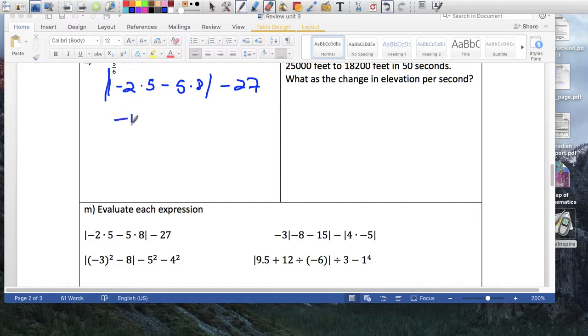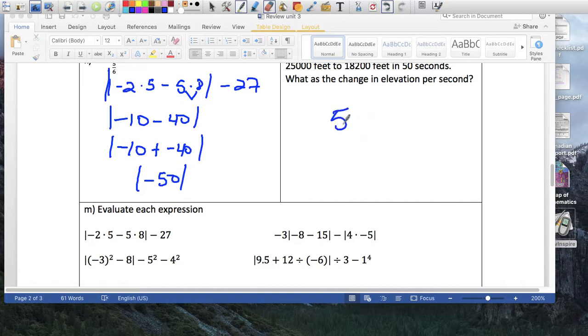Negative 5 times 5 is negative 10. Minus, and 5 times 8 is 40. Absolute value. So negative 10, we can change this to an addition, plus negative 40, right? And negative 10 plus negative 40 is negative 50. I can take the absolute value, and the absolute value of negative 50 is just 50. And I can finally subtract 27, which gives me 23.